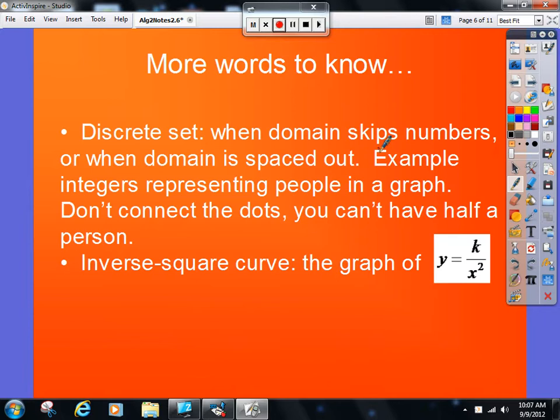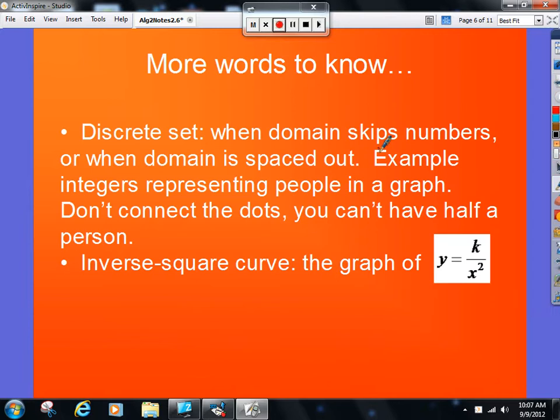All right, more words to know. Discrete set is when the domain skips numbers or when the domain is spaced out. Okay, so usually it looks like dots. And the reason you have situations like this is there's a great example on page 108 in your notes. They are graphing, let me see if I can find it here, the number of workers and the time to complete a job. You can't have half workers. It's awkward and people don't like to think about half the people.